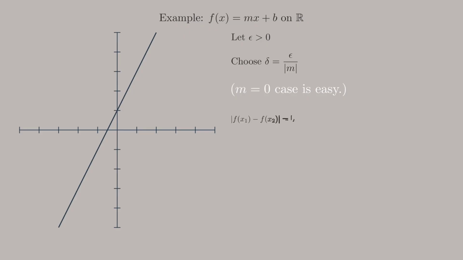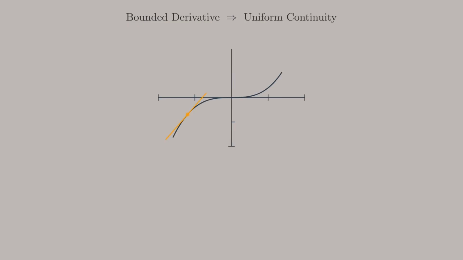When m is non-zero and the distance from x1 to x2 is less than delta, then we can do some algebra and find that the absolute value of the difference in their function outputs must be less than epsilon. So this function is in fact uniformly continuous. Now in that example, we had a constant derivative, but we can take it a step further.